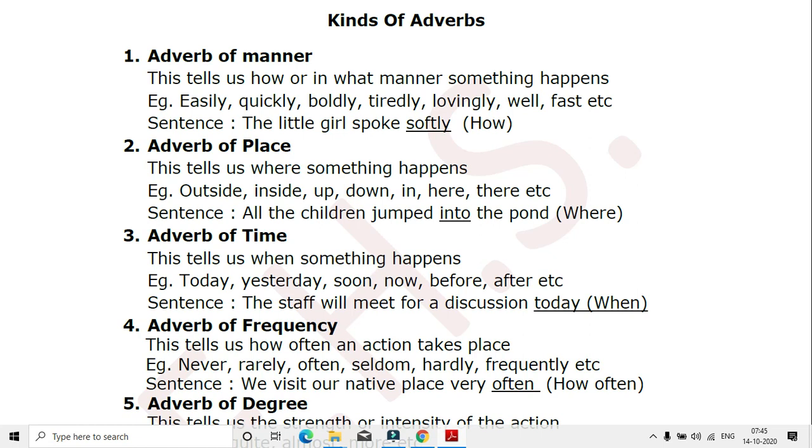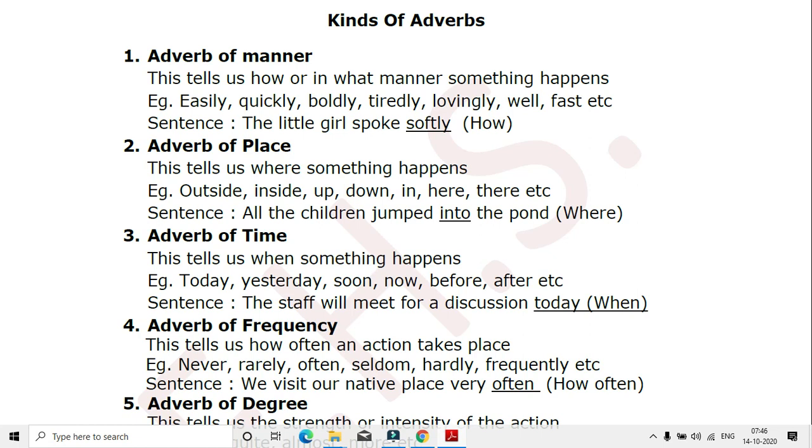Second is adverb of place. So this tells you where an action happened. This tells us where something happens. Examples: outside, inside, up, down, in, here, there. The example would be: all the children jumped into the pond. Where did they jump? Into the pond. So that tells you where the action took place. What is the action? Jumping. So where? They jumped into the pond.